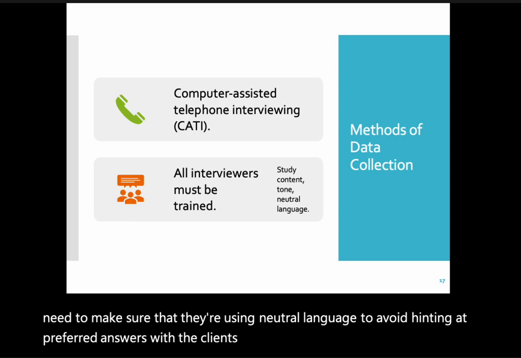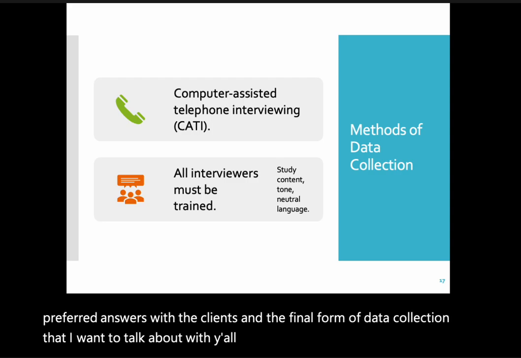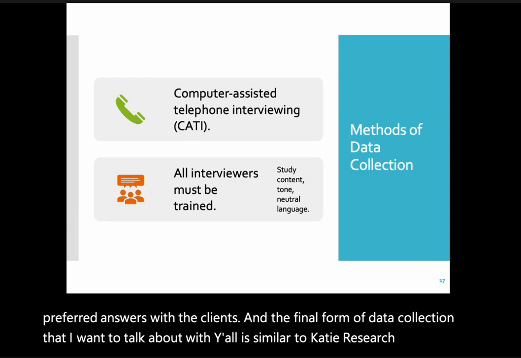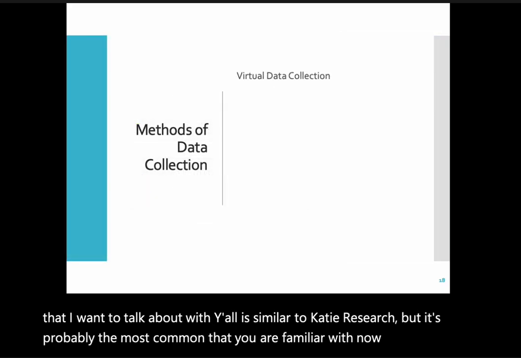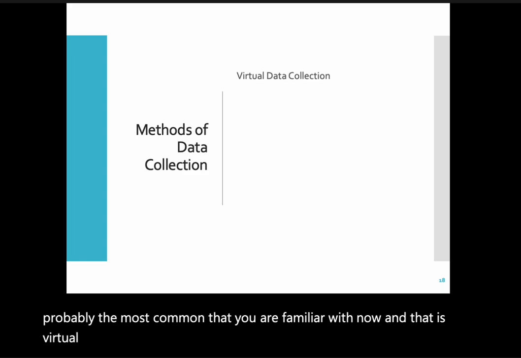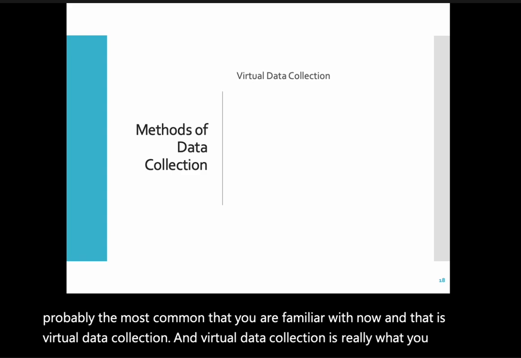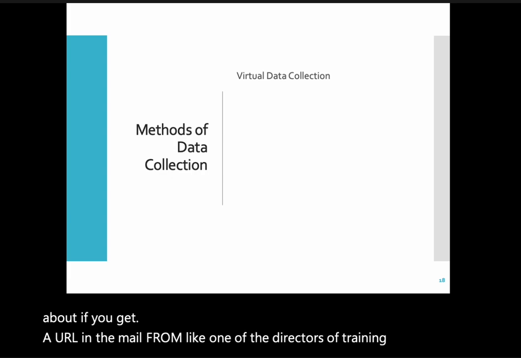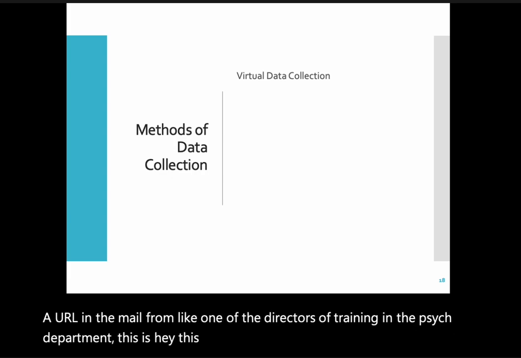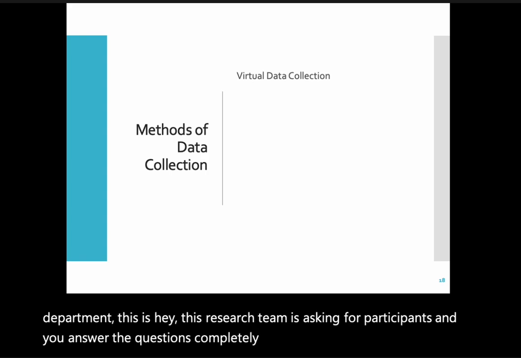The final form of data collection that I want to talk about is similar to CATI research, but it's probably the most common one you are familiar with now, and that is virtual data collection. It's really what you think about if you get a URL in the mail from one of the directors of training in the psych department that says, hey, this research team is asking for participants, and you answer the questions completely online on your computer.